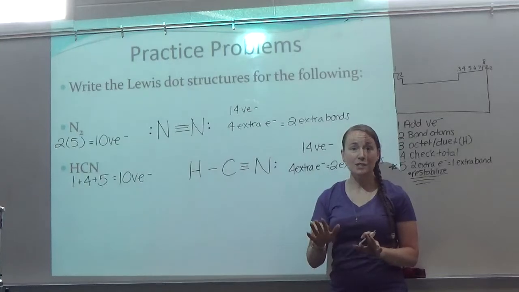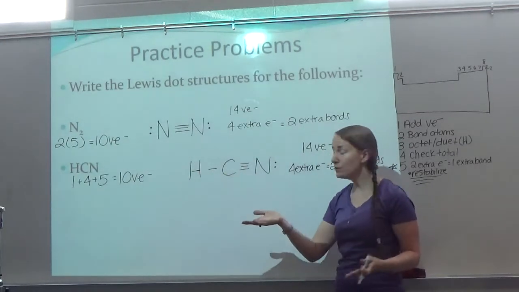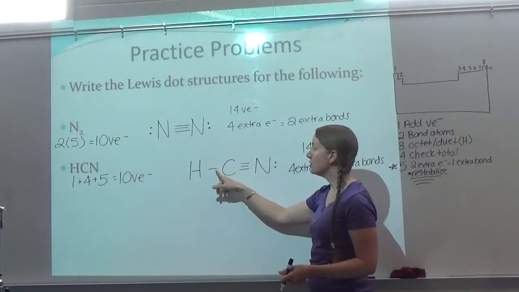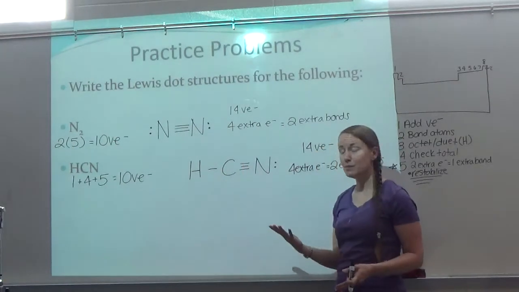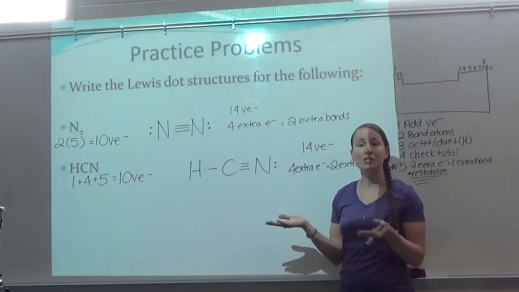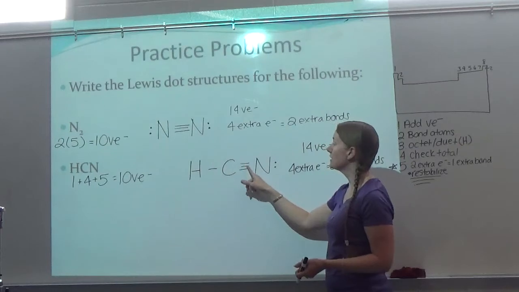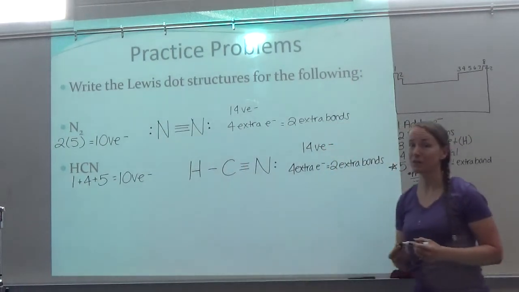I'm just going to show you the stability one more time. Hydrogen has 2, it follows the duet rule, it's good. Carbon has 2, 4, 6, 8, so it's stable. Nitrogen has 2, 4, 6, 8. The last step is I'm going to check my total again. I'm allowed to have 10: 2, 4, 6, 8, 10. And it works out perfectly.